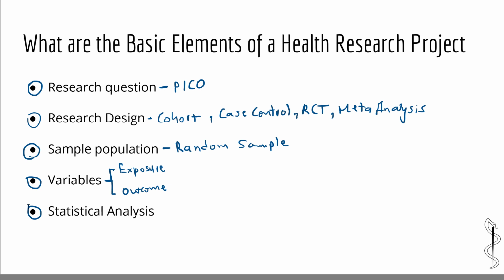Lastly, the statistical analysis is the part where the numbers are crunched to determine if the data supports the hypothesis. This is usually where statistics comes in, such as calculating p-values and confidence intervals. In this course, we're going to spend a lot of time talking about the different kinds of statistical analysis used in health research.